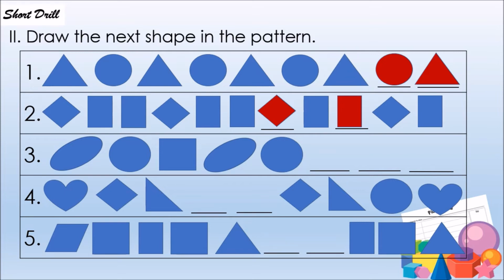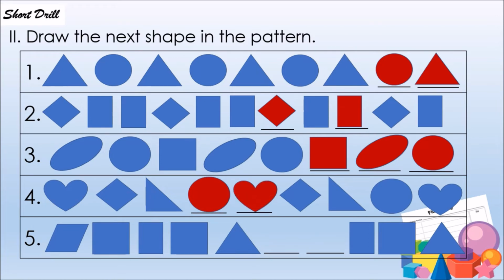Number 3. We have oval, circle, square, oval, circle, square, oval, and circle, and so on. Number 4. A heart, rhombus, triangle, a circle, a heart, rhombus, triangle, circle, a heart, and so on.